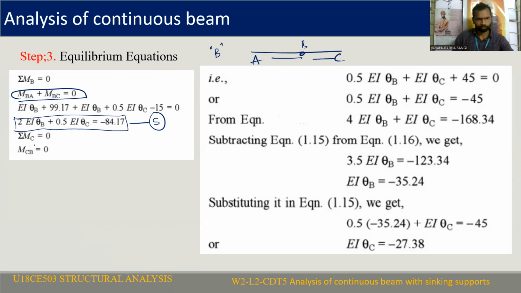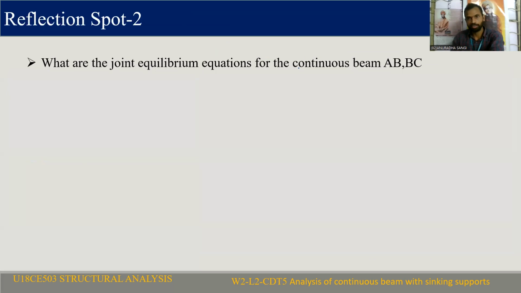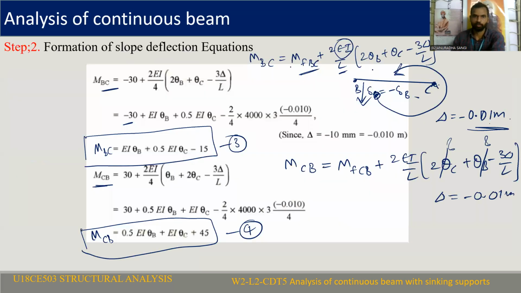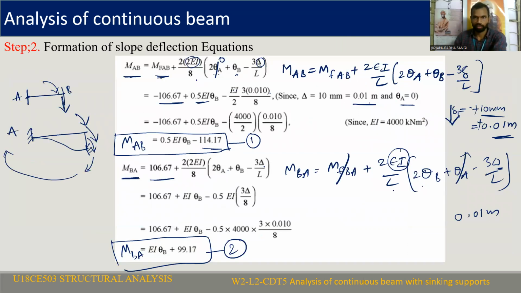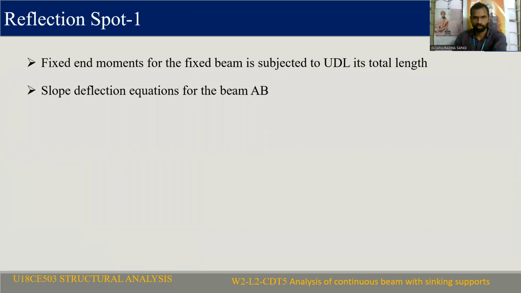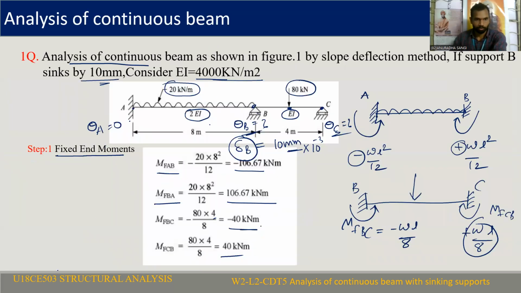Similarly, at joint C, the summation of moments at joint C equal to 0, that is MCB equal to 0. This is a joint equilibrium equation. That is not a fixed one. For a fixed support, the joint moment is not zero. This is a roller. I'll write the joint equilibrium equations here, students. Observe carefully. I want to erase this. The joint equilibrium equations: joint B will be there, joint C will be there.